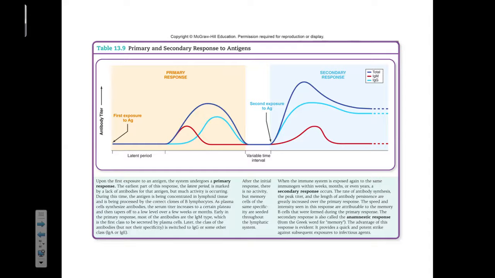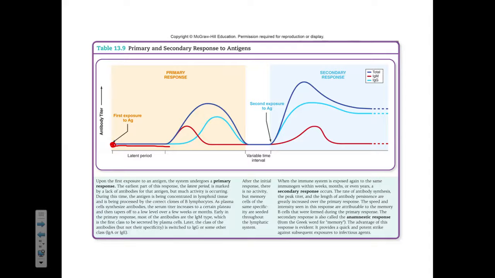If we look at the concentrations of antibodies in our body with the primary versus secondary response, our primary exposure, our first exposure to the agglutinin or the antigen, is going to initiate the primary response. This primary response has a latent period. It takes a while to activate our adaptive or specific immune system.